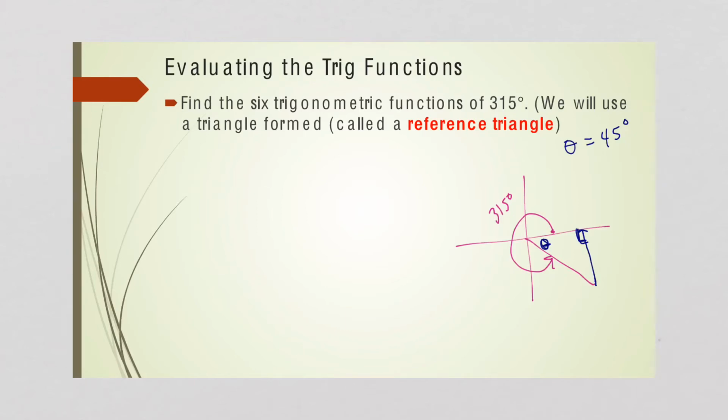Well, I know from last class that if theta is 45 degrees, I have a 45, 45, 90 triangle. Which tells me that, based on our special right triangles in the unit circle, both of my sides have length 1.